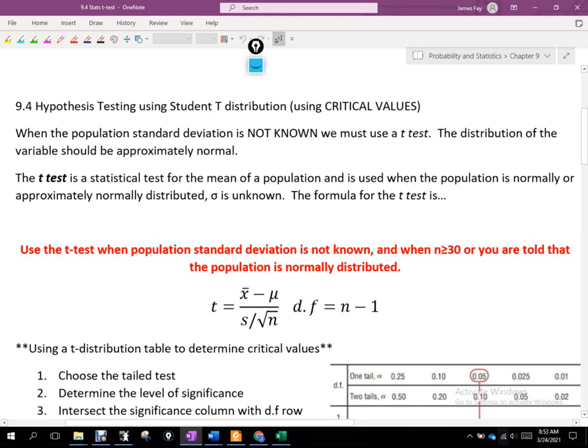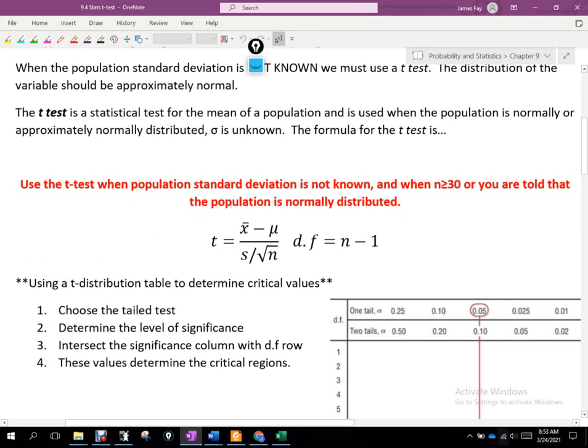The t-test is a statistical test for the mean of a population, and it is used when the population is normally or approximately normally distributed, and sigma, your population standard deviation, is unknown. Okay, the formula for the t-test, this should look very similar to the z-test.